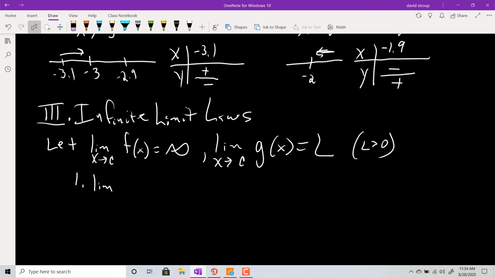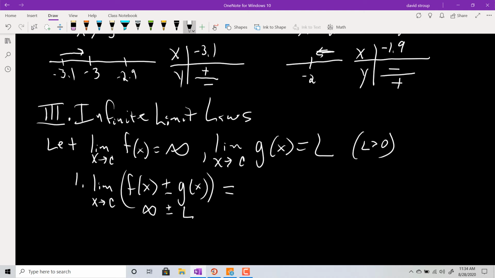Okay, so if you have the limit as x goes to c of f of x plus or minus g of x, the form is infinity plus or minus L. Okay, and the infinity will completely dominate the L. If you think of a table of values, it'll be like 101, 1001, 10,001, 100,001. It's just going to infinity, and plussing on or minusing on one number is unaffected. So if you subtracted one away from something going to infinity, it'd be like 99, 999, 9,999. It's going to infinity.